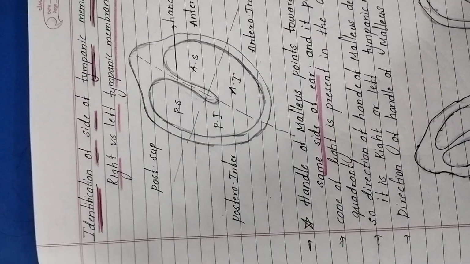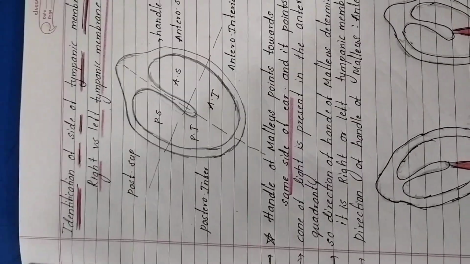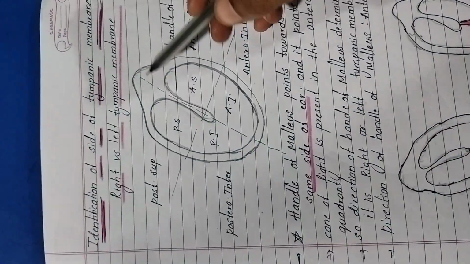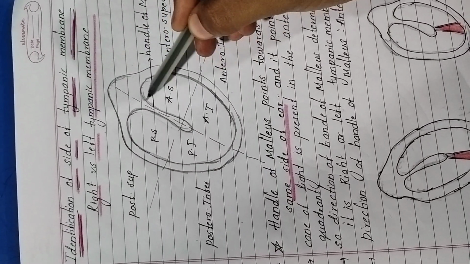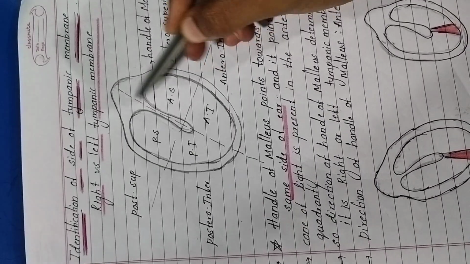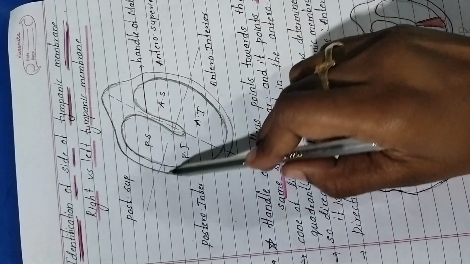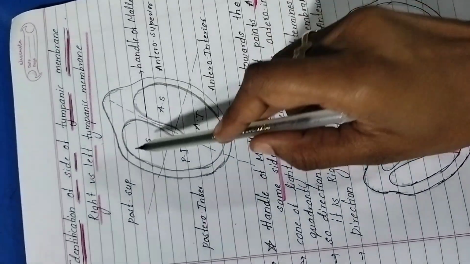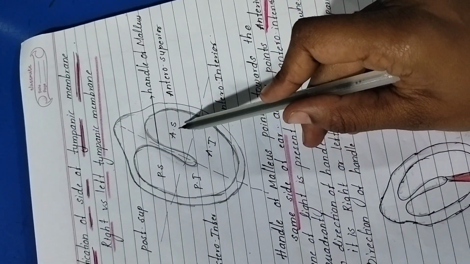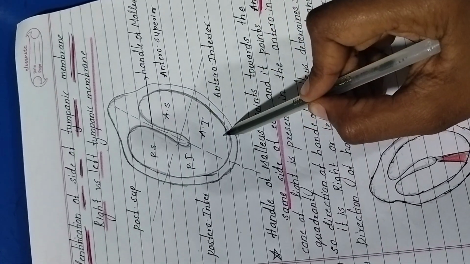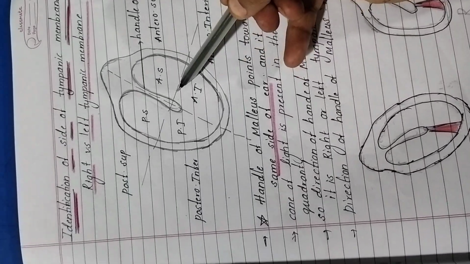Now I would like to explain how to identify whether the tympanic membrane belongs to the right or left ear. See, just draw a line along this handle of malleus. This is the handle of malleus. Draw a line along it and draw a perpendicular line, and now the tympanic membrane is divided into 4 quadrants. These are known as anterior superior quadrant, anterior inferior quadrant, posterior superior quadrant and posterior inferior quadrant.